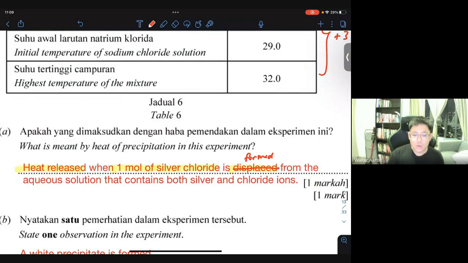So heat released when 1 mole of silver chloride is formed from the aqueous solution that contains both silver and chloride ions. Supposedly 1 mole of silver and 1 mole of chloride ions. Okay. Then if you get that, you should get 1 mark already.